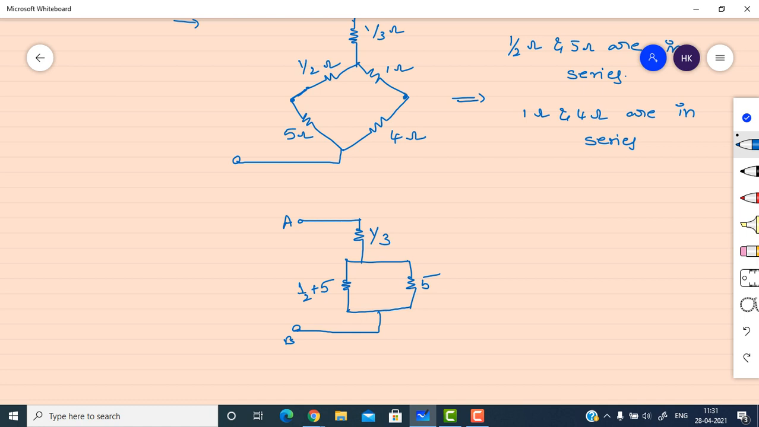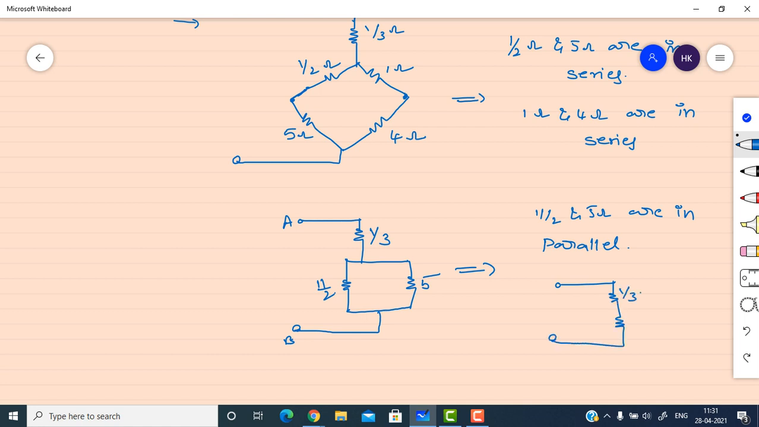Now in this, 1 by 2 plus 5. What is the value for this? 11 by 2, I think. So this is 11 by 2. Now these two, 11 by 2 and 5 ohm, are in parallel. Exactly one across the other one. So replace those two with a single resistor.